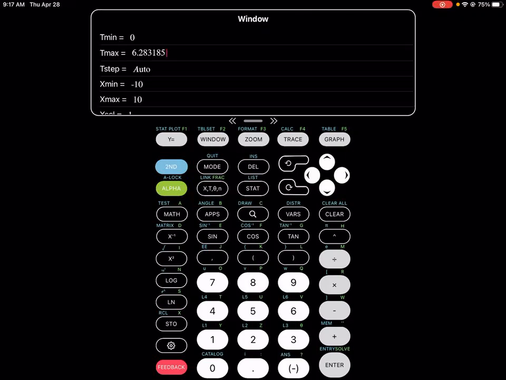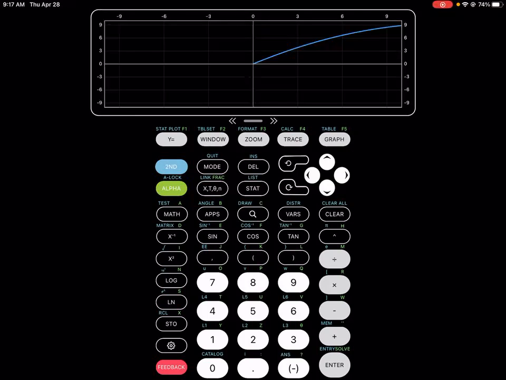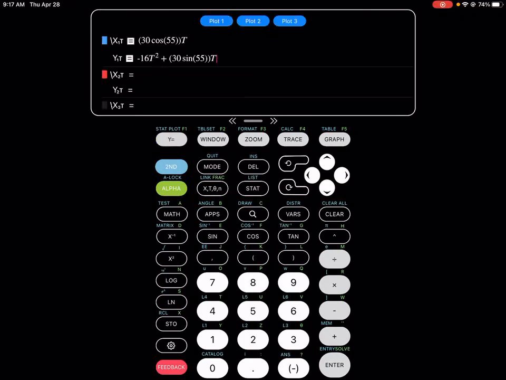Go to hit Zoom 6. I did better. Go to y equals. Mine is... is that exactly what you have? I did put the multiplications.